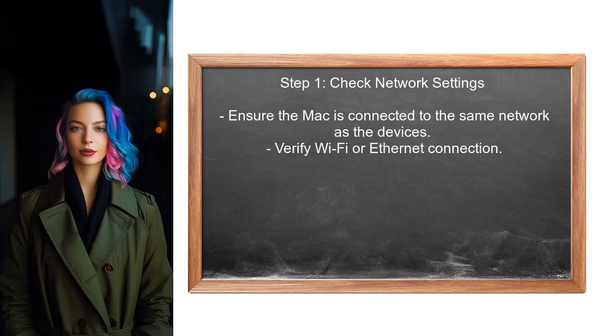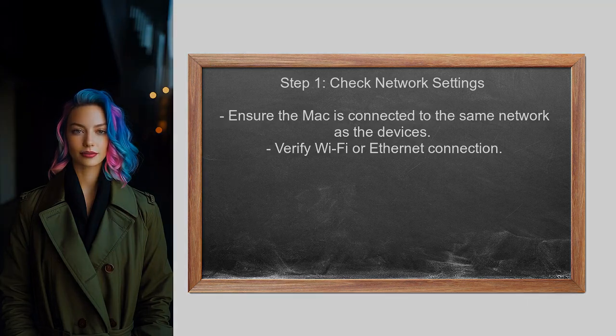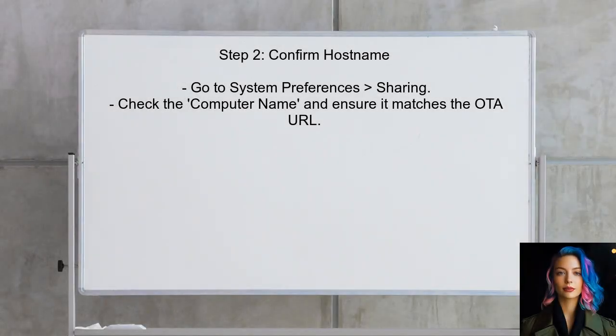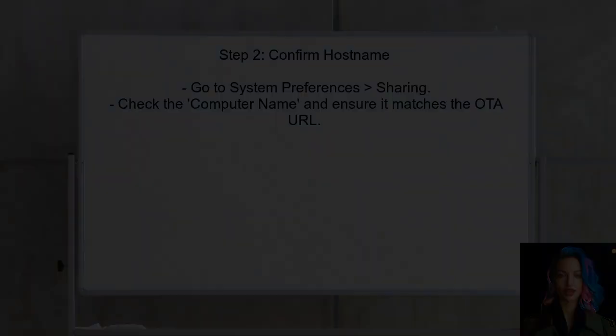To begin resolving the issue, the user should check the network settings on their Mac. It's important to ensure that the Mac is connected to the same network as the devices trying to install the app. Next, the user should confirm that the hostname is correctly set up. They can do this by checking the Mac's system preferences under Sharing. The hostname should match what is being used in the OTA installation URL.